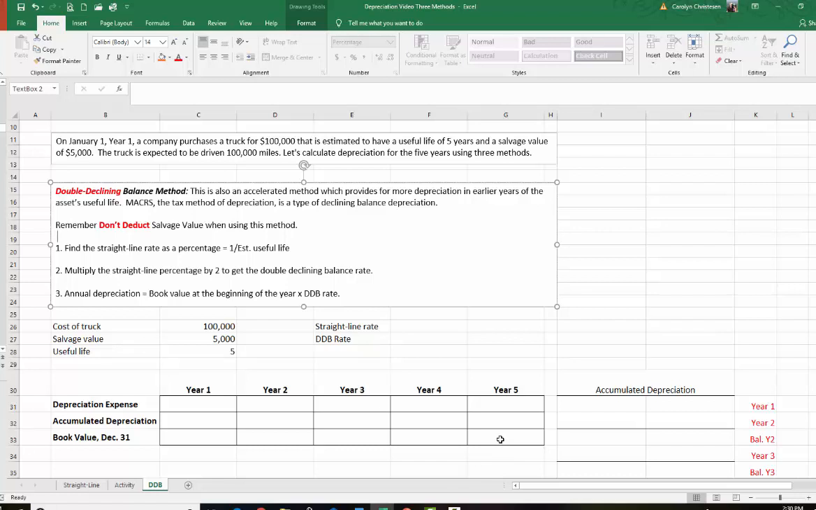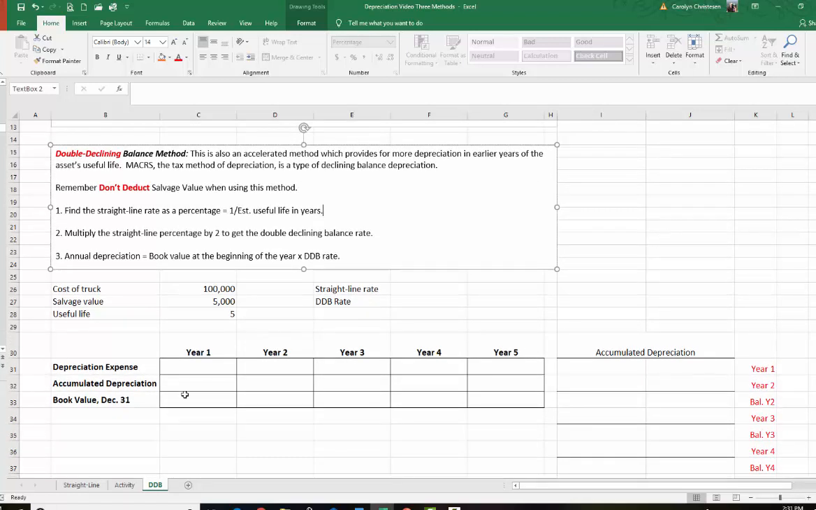All right, so here's our procedure. Find the straight line rate as a percentage. So you take 1 divided by estimated useful life in years. Multiply that number times 2 to get your double declining balance rate. And then our depreciation each year is the book value at the beginning of the year times your double declining balance rate.